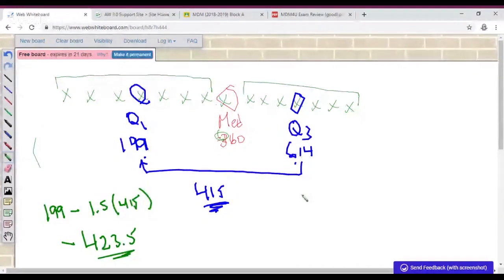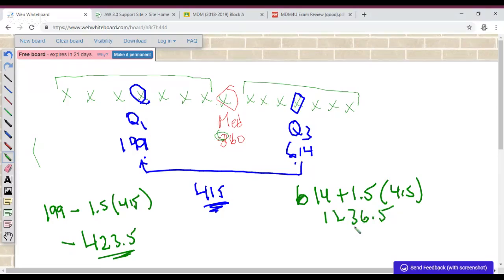To calculate the upper outlier, 614 plus 1.5 times 415 would tell me if there's an upper outlier. So any number greater than 1236.5, and of course there is no data bigger than that, so there are no outliers. That means the smallest piece of data and the biggest piece of data are neither outliers. So when I go to draw a box and whisker, I don't have to worry about putting stars anywhere.